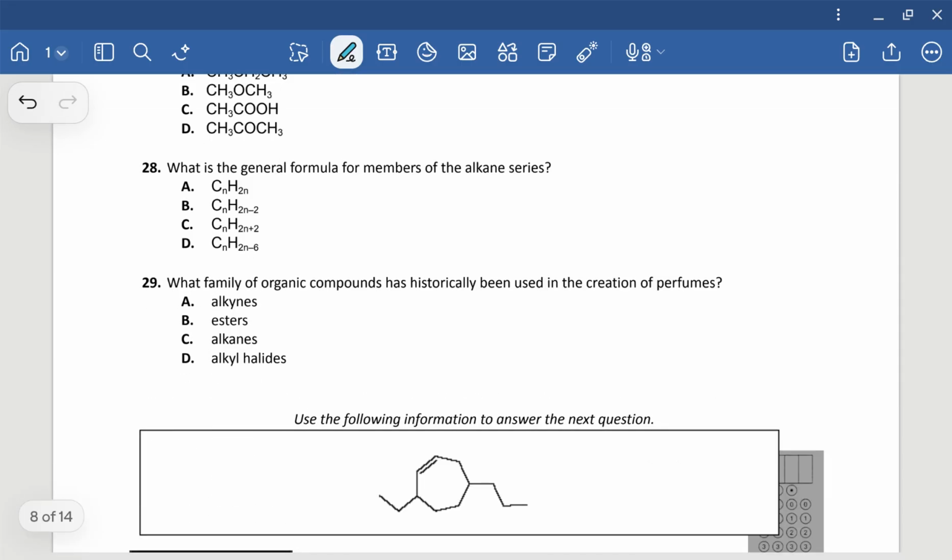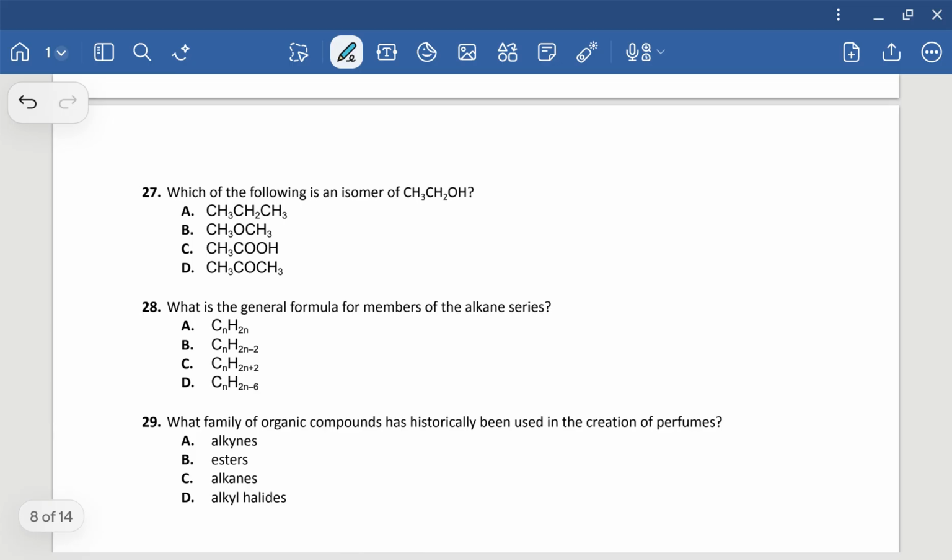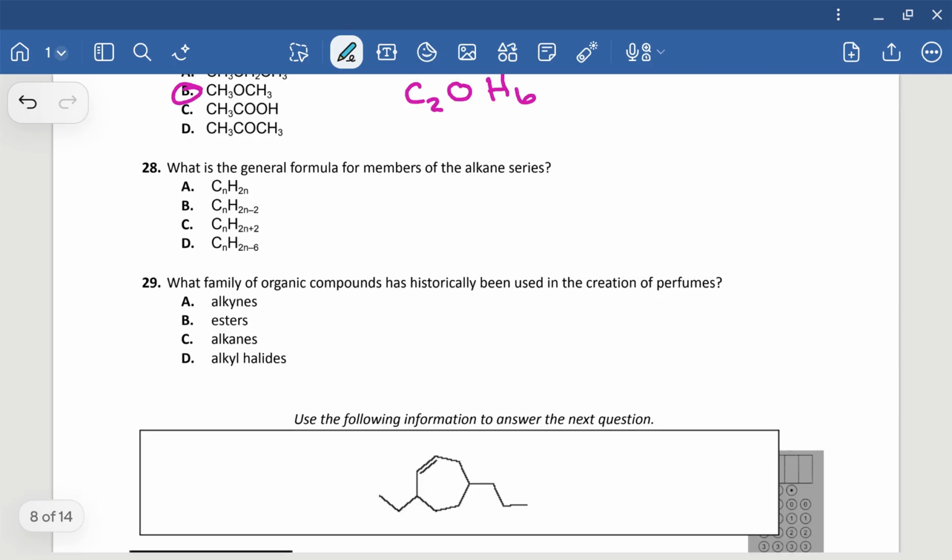Question number 27, asking which one is an isomer. Again, isomer, if you take a look, you would have the exact same number of carbons, the exact same number of oxygens, and the exact same number of hydrogens. 3, 4, 5, 6. So if you went through each of your choices here and counted, the only one that matches is B. General formula for an alkane series. I would say if you know the formula, great, you would recognize it to be C. If not, draw an alkane and see which one matches, and you would figure out it was C.